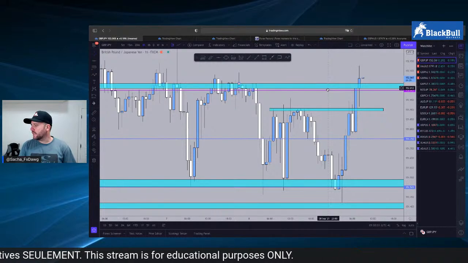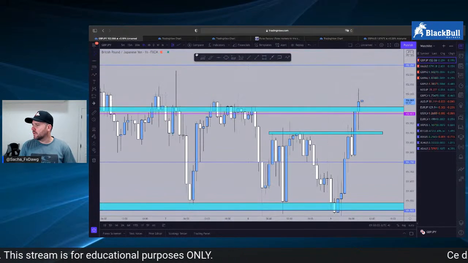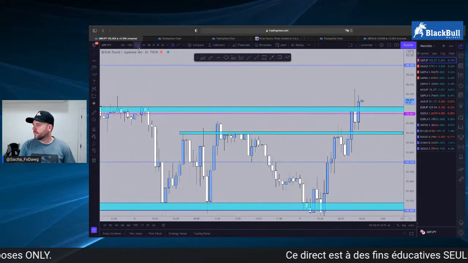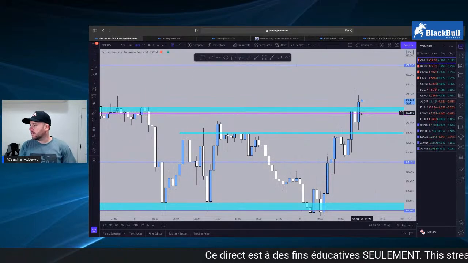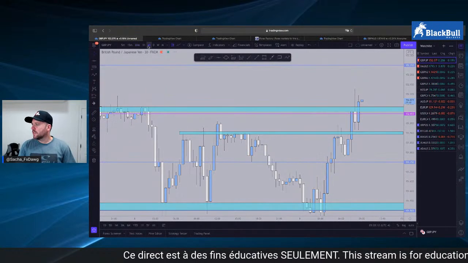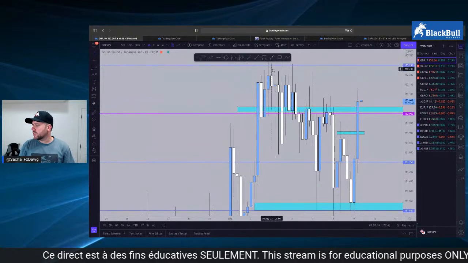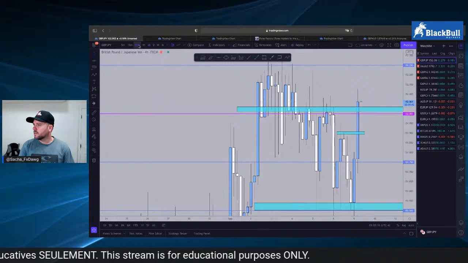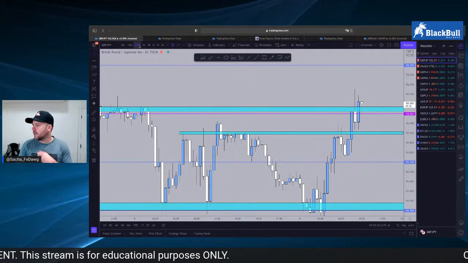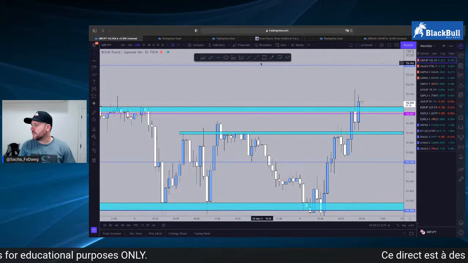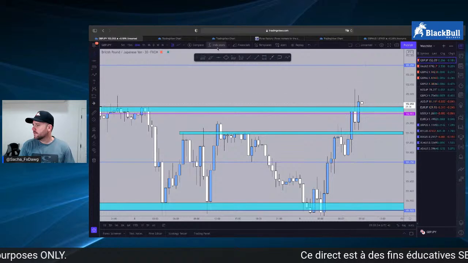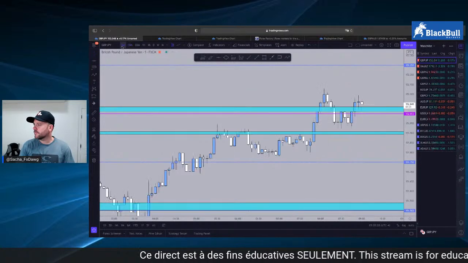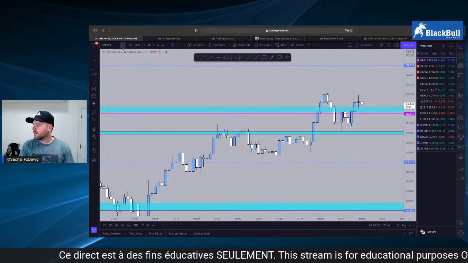All right, so H1 did close above 152. 30-minute also, a nice engulfing candle right here above 152. H4 just closed bullish, so they're pretty nice. This is also kind of a break and retest of this area, probably on a lower time frame.